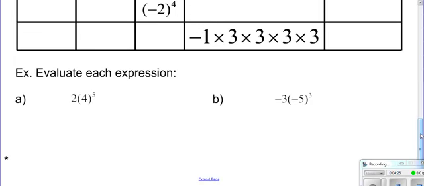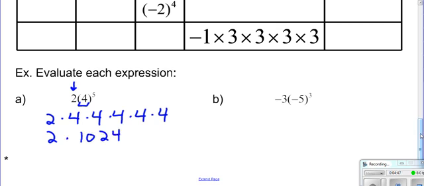Okay, so we have 2 times 4 to the power of 5. So we have a coefficient of 2, a base of 4, an exponent of 5. So 2 times 4 times 4 times 4 times 4 times 4. This is the same as 2 times 1,024, or 2,048.